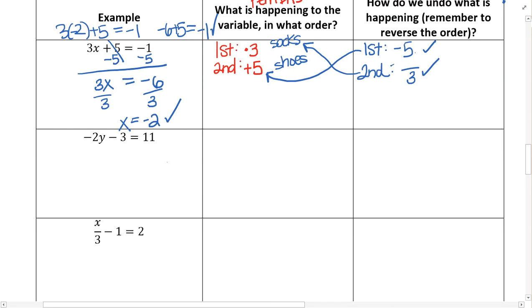If you feel comfortable, go ahead and pause the video and try doing the second one, the second row, all by yourself. If you still need some help, let's give it a try together.